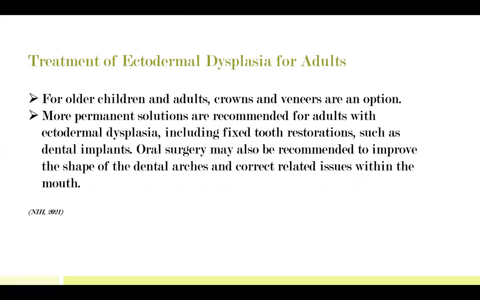For adults and older children, crowns and veneers are an option to fix this, and more permanent solutions are recommended for adults with this condition, including fixed tooth restorations like dental implants. Oral surgery may also be recommended to improve the shape of the dental arches and correct related issues within the mouth. As they get older, oral surgery may be recommended. It's just that when they're younger, it's harder to do big surgeries like that because they're not finished growing.